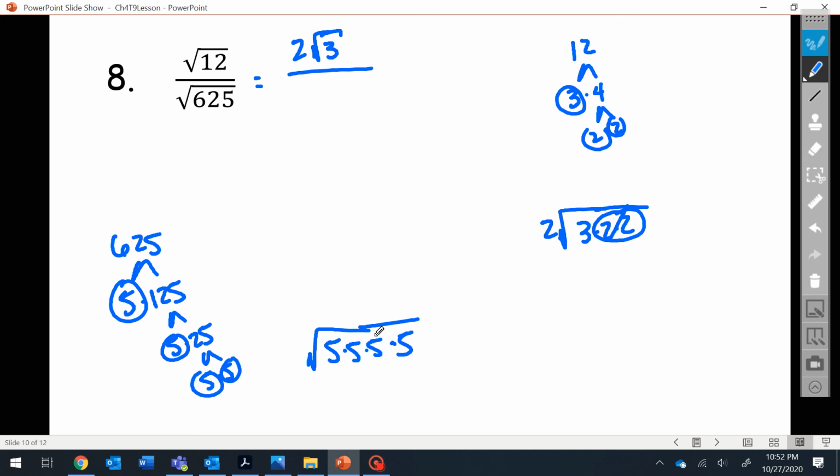Which means that we can take two pairs of 5's out. This pair of 5 and this pair of 5. So on the outside becomes 5 times 5. So that's just 25, and there's nothing on the inside. So the square root of 625 is just 25. So square root 12 over square root 625 is 2 square root 3 over 25.